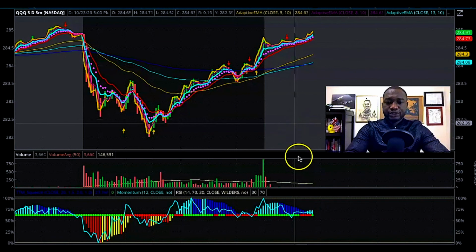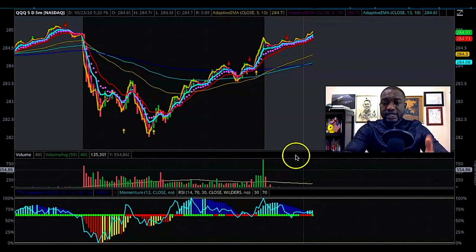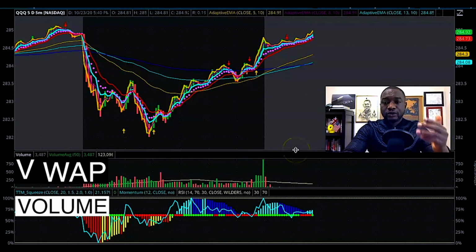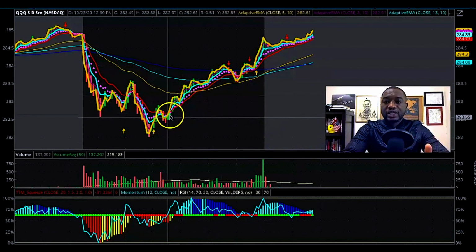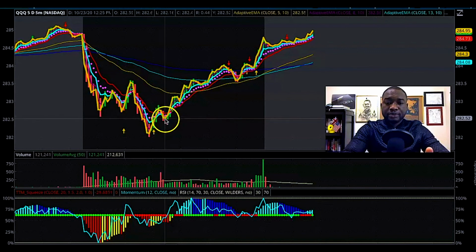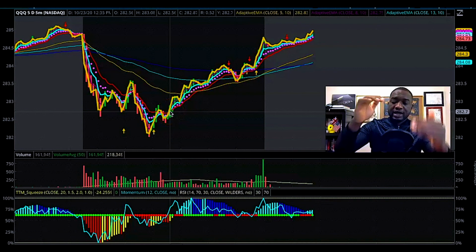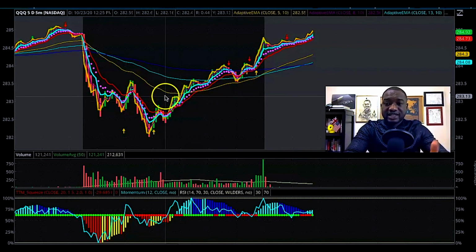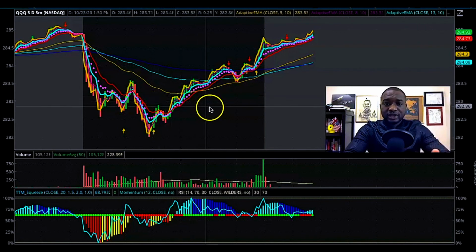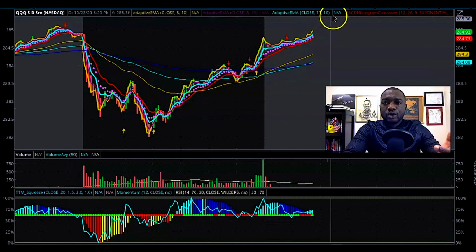Let's keep it pushing. As I said in the intro, the next tool that I use is called VWAP, the Volume Weighted Average Price. What it does is calculate the price on each chart segment and basically average it out. Just like we've been talking about, averages are the name of the game when it comes to trading here.